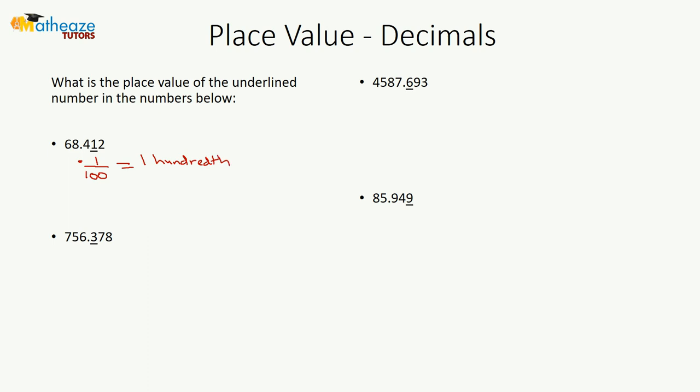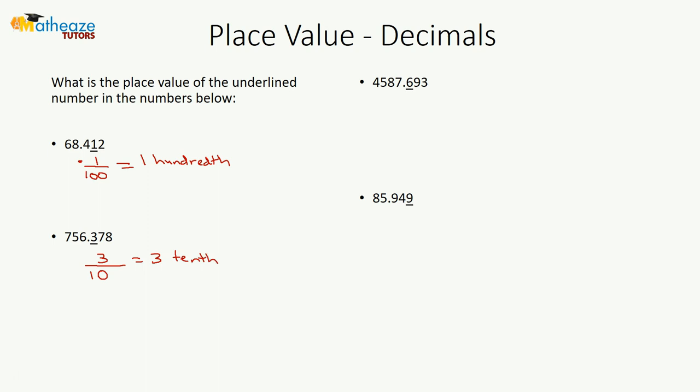Now 756.378, we're going to follow the same method. After the decimal point, we're going to put a line to indicate a fraction. So we're going to put a 1 on there. How many places after the decimal do we have that number? We have 1 place, so it's going to be 10. So this is going to be 3 over 10, which is called 3 tenths.